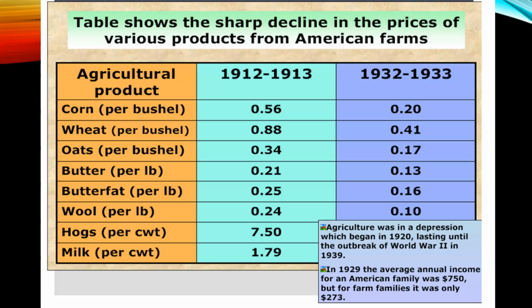Okay, this is just to show you an example. All right, corn, for example, between 1912 and 1913, kind of leading into the war, was selling for 50 cents a bushel. Now it's selling for 20 cents a bushel. That's 30 cents cheaper. Okay, wheat, 88 cents. Now it's down to 41 cents. And in your head, I know you're saying, well, Coach Wilson, that's not that big a deal. It's 56 cents. We've got to think about the difference in prices.